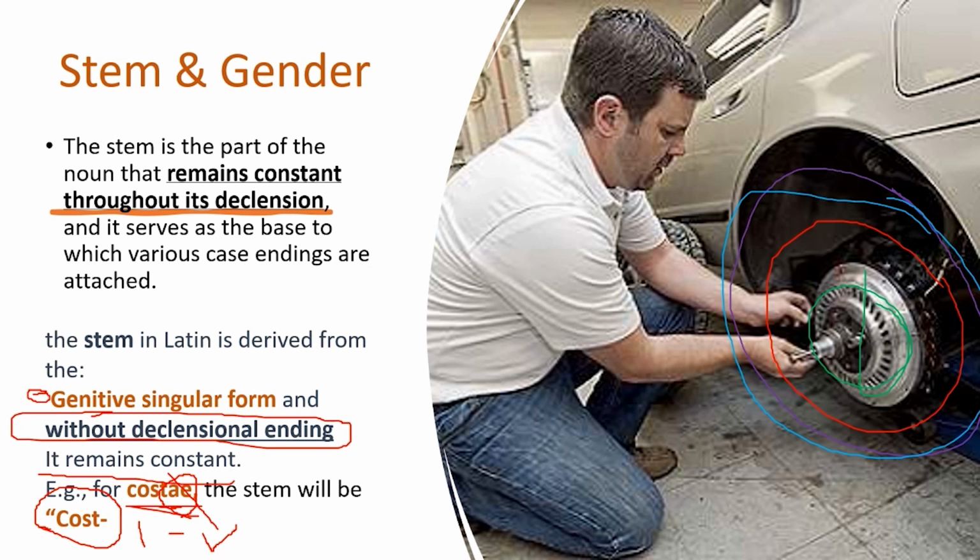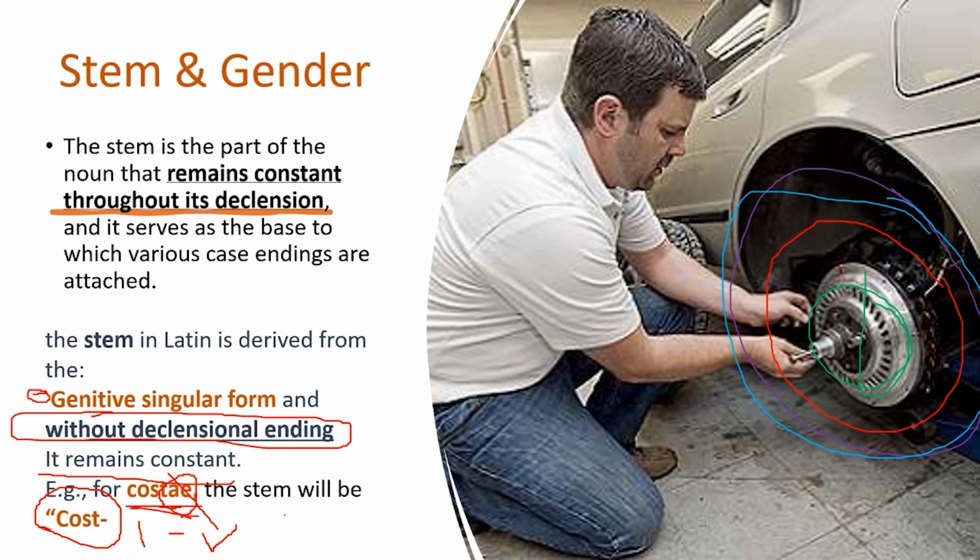Now the same question arises: which casus should you use to derive the gender of the noun? You need to use the nominative singular to identify or derive the gender. For example, we'll use the same example here. I hope you remember costa, ending in A, costa. This is the nominative singular form.